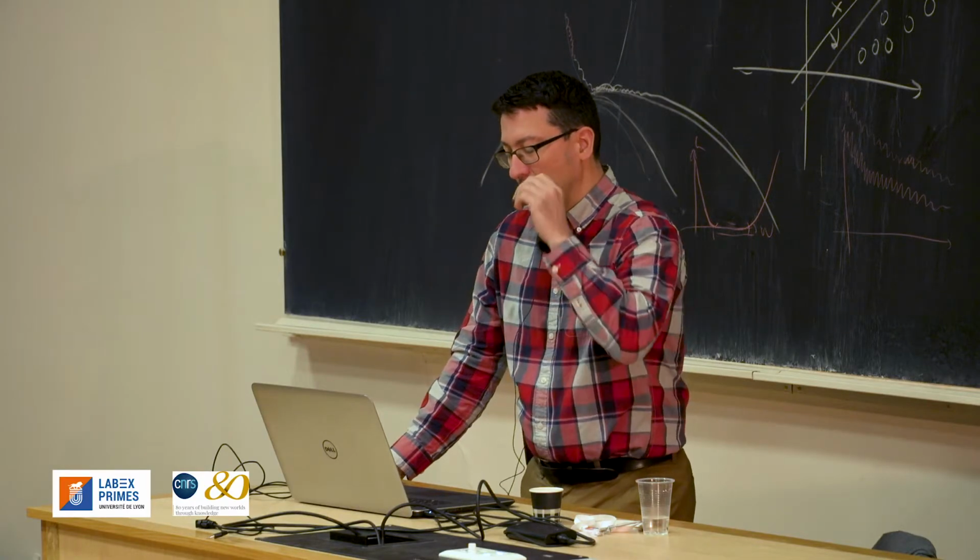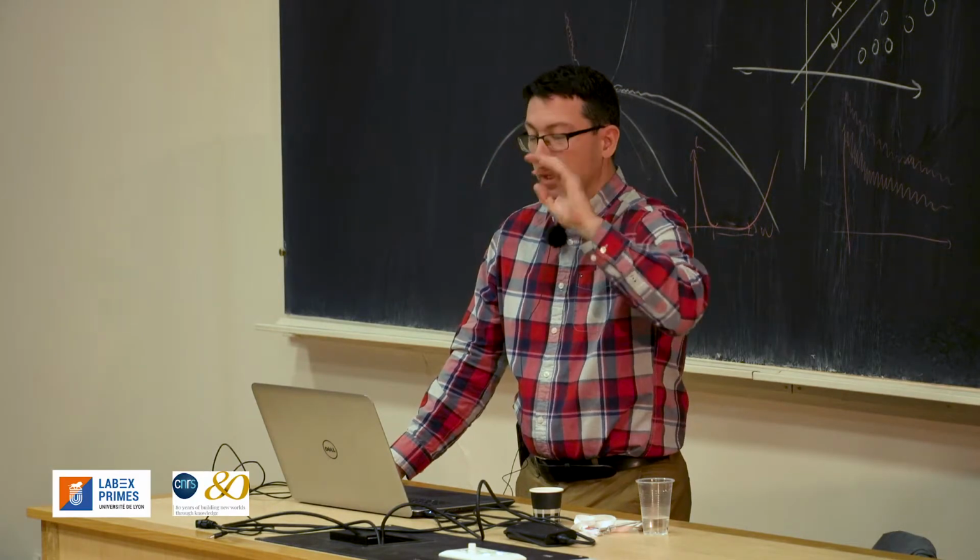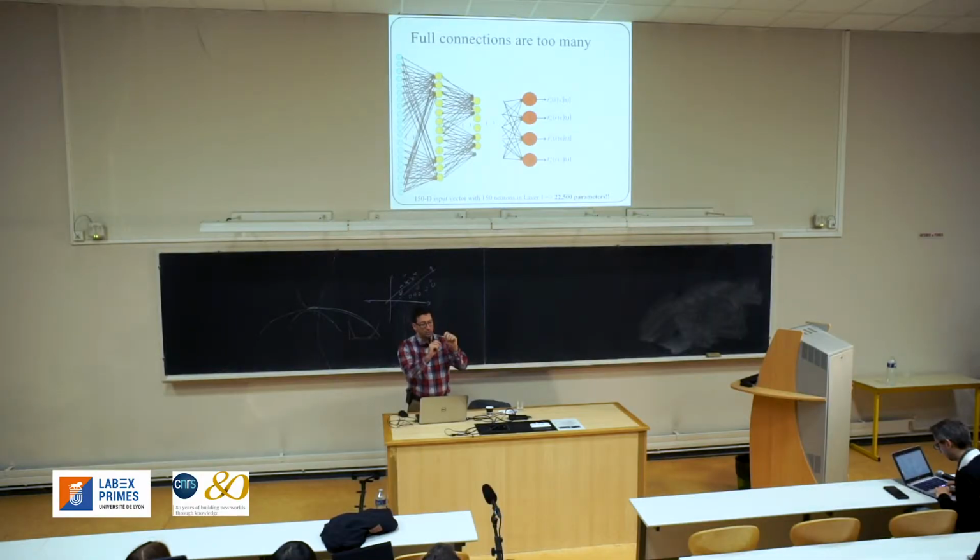So this is the typical neural network. Each neuron is connected to every other neuron in the previous layer. This is what we have seen so far. This is a multi-layer perceptron. So if we have a 150-dimensional input vector and then 150 neurons in the first layer, we'll have more than 20,000 parameters. And that's the problem. We have too many parameters and we have to reduce this down.